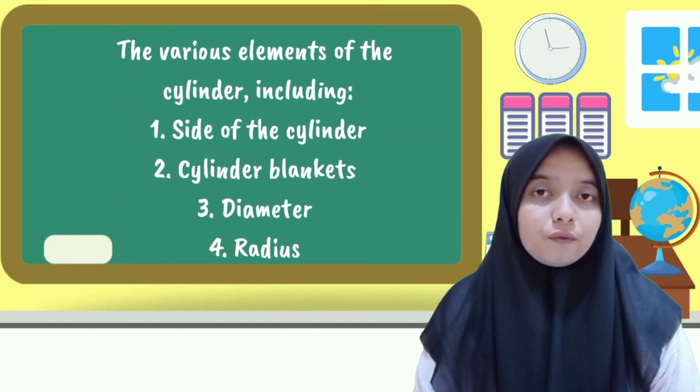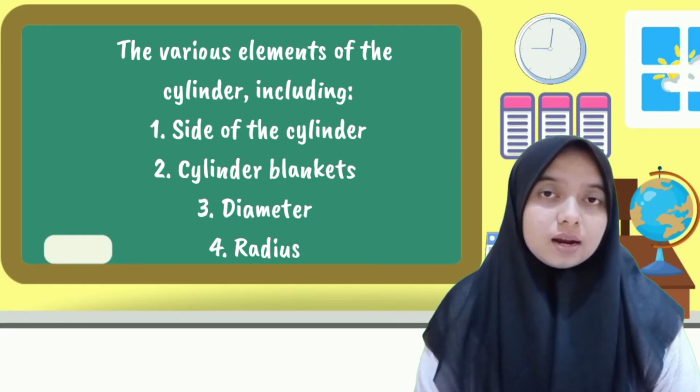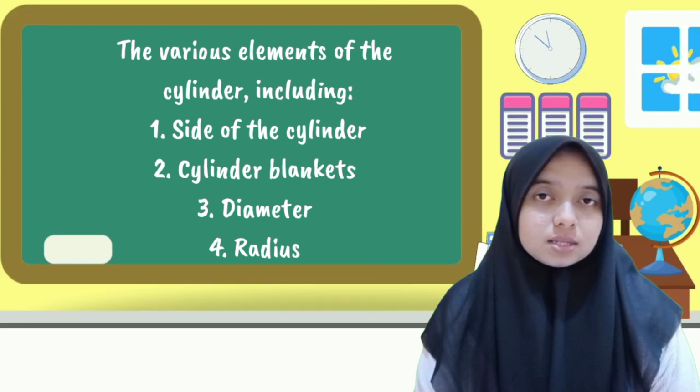Next, the various elements of the cylinder, including 1. Side of the cylinder. The side of the cylinder is a plane that forms the cylinder. The side of the cylinder consists of 2 circles and a blanket.